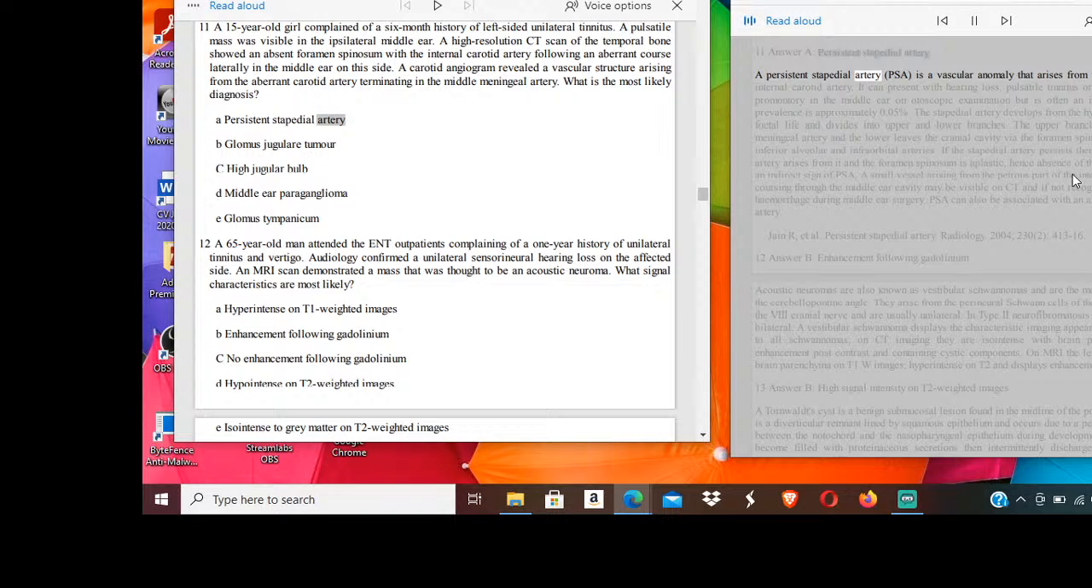A persistent stapedial artery, PSA, is a vascular anomaly that arises from the petrous part of the internal carotid artery. It can present with hearing loss, pulsatile tinnitus, or a mass seen over the promontory in the middle ear on otoscopic examination, but is often an incidental finding. The prevalence is approximately 0.05%.